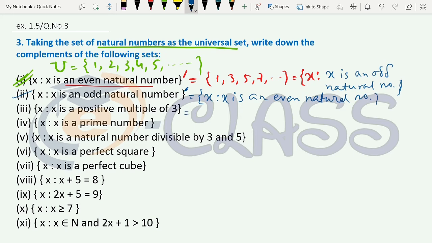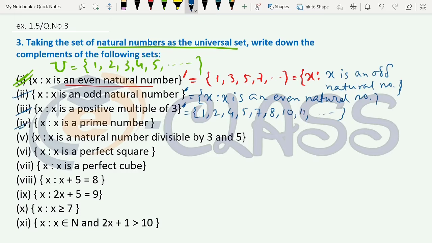Now question number 3. X such that x is a positive multiple of 3. Positive multiples of 3, that is 3, so we have to just ignore 3, 6, 9, these elements. Okay, the multiples of 3. So we get the complement of this set as 1, 2, 3 is not there, 4, 5, 6 is also not there, 7, 8, 9 is not there, 10, 11 and so on.